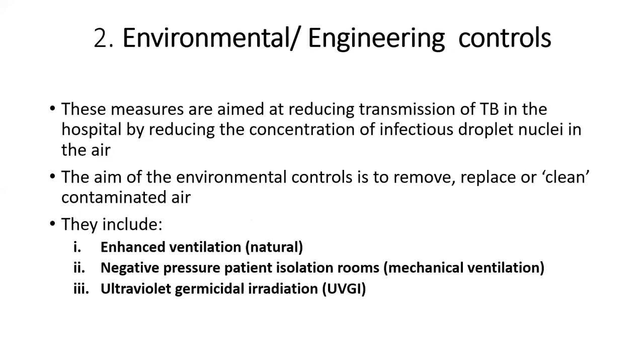In environmental, that is the next hierarchy of prevention, environmental or engineering control. These are measures aimed at reducing transmission of TB in hospital by reducing the concentration of infectious droplet nuclei in the air. The aim of environmental control is to remove, replace, and clean contaminated air. This includes enhanced ventilation, and we also have negative pressure ventilation in isolation rooms, mechanical ventilation. I know you have witnessed this if you have come to one of the TB areas, and even in our MDR wards. We have ultraviolet germicidal irradiation.